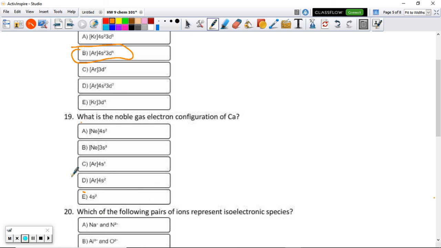So the noble gas on the period above in the 3rd period is argon. So you're going to have argon. It's going to be one of these two. And it's in the 2nd column. So it's argon 4s2. Because that's what comes after, because calcium is in the 2nd column. All right, moving on. Number 20.